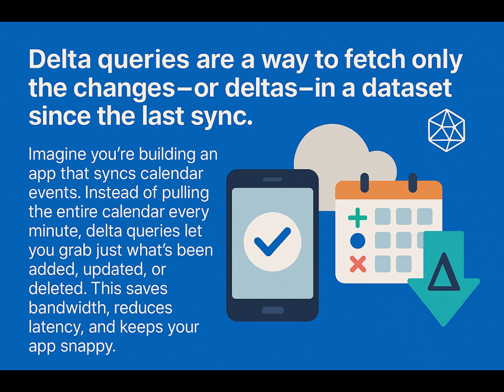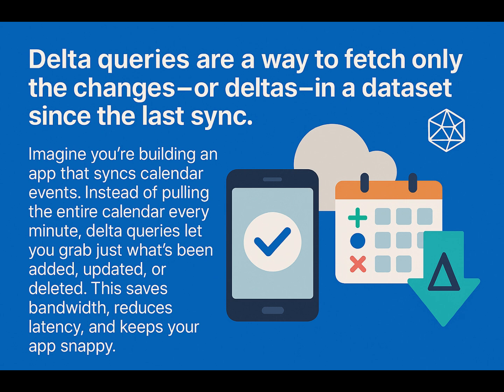Now you wonder, why are they important? Real-time sync is critical for apps like email clients, calendars, and collaboration tools. Delta queries make this efficient by reducing the server load and improving user experience, and they are widely used in APIs like Microsoft Graph. So without further ado, let's explore that.